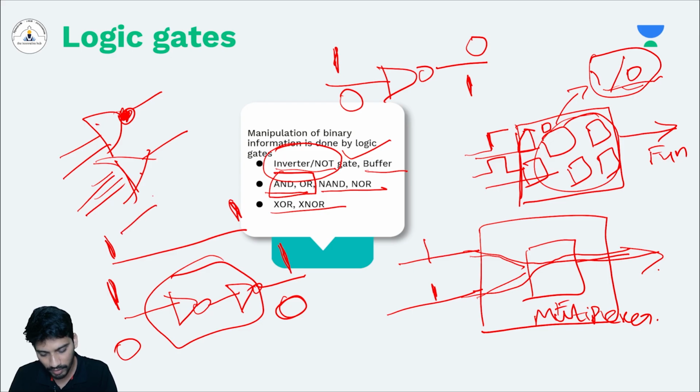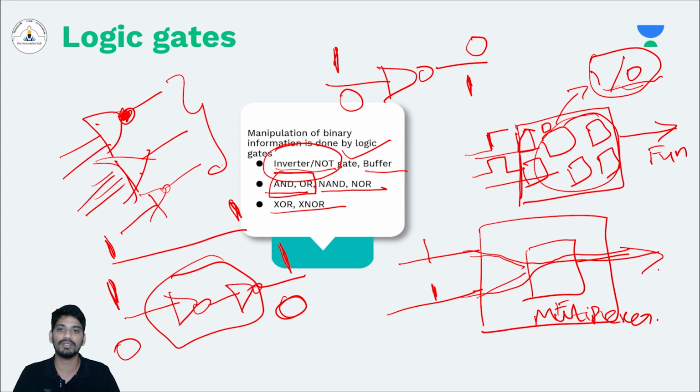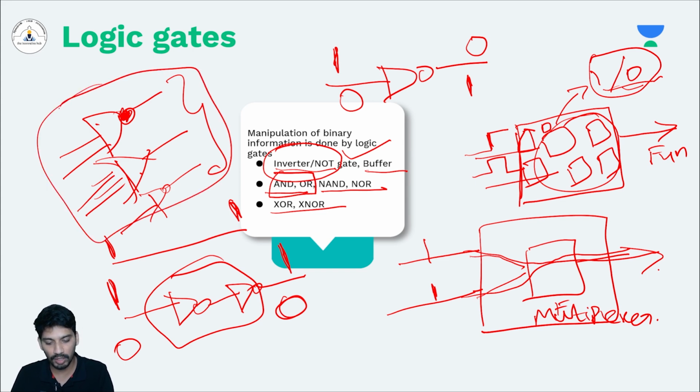AND, OR and inverter are called basic building blocks of any digital circuit. I will explain why they are called basic building blocks, and NAND and NOR are called universal blocks. Why they are called universal blocks, I will explain in the next slide. And there are two other gates called exclusive OR and exclusive NOR. What are their purposes? We will see.